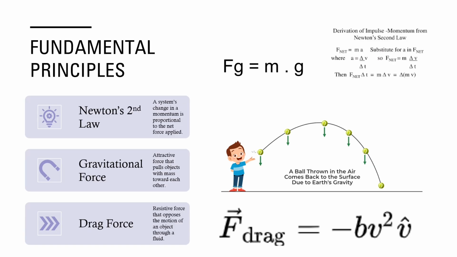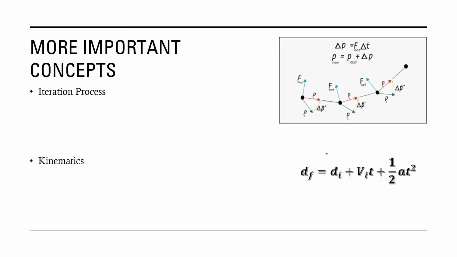The fundamental principles that we use are Newton's second law, which is a system's change in momentum is proportional to the net force applied, and we use this to derive our velocity update formula. And gravitational force, which is Fg equals mg, the attractive force that pulls objects with mass toward each other. We also use drag force, which is the resistive force that opposes the object's motion. And here are all the important derivations and formulas that we use. Some more important concepts are the iteration process and the kinematics. Both are used heavily in our calculations and computation.